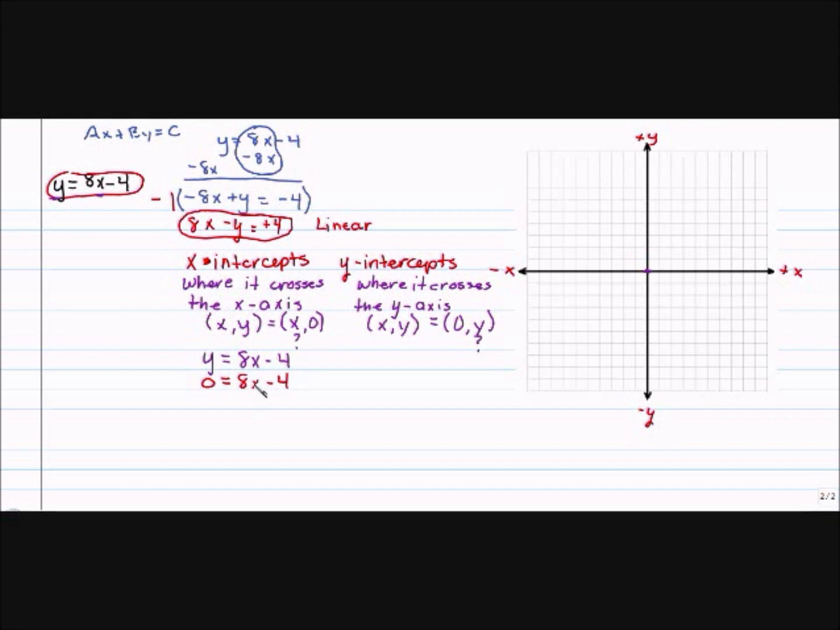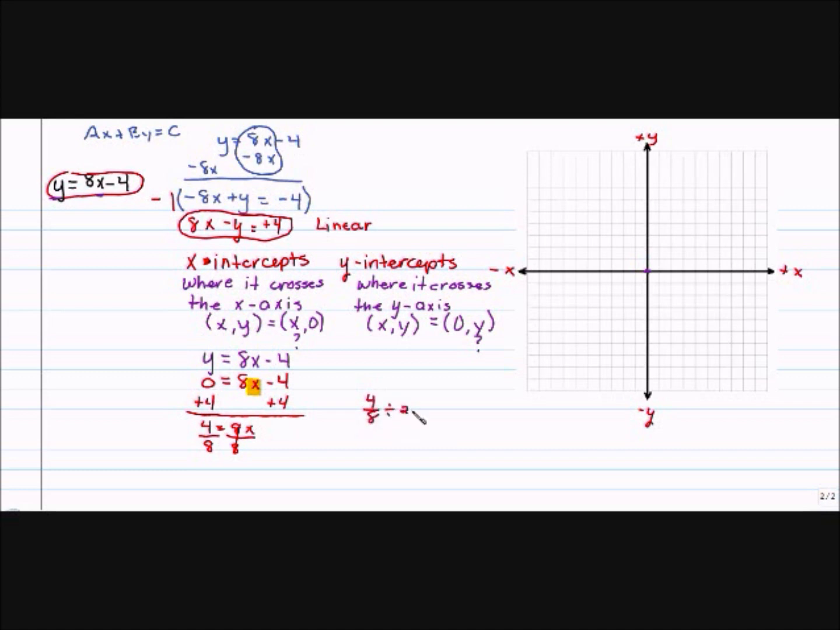Now we need to solve the equation to find out what x is. So I need to get x all alone, all by itself. And when doing that, I need to move the negative 4 over here. The opposite of negative 4 is a positive 4, giving me 4 equals 8x. I need to separate the 8 and the x. They're connected through multiplication. The opposite of multiplication is division. So if I divide there, I'm going to divide here. That equals x.